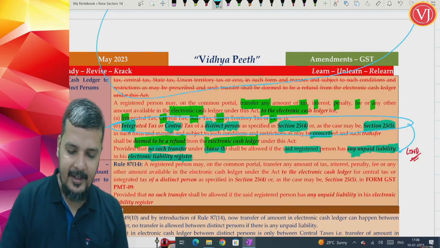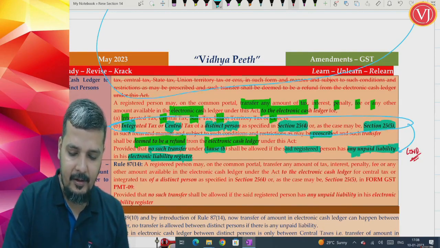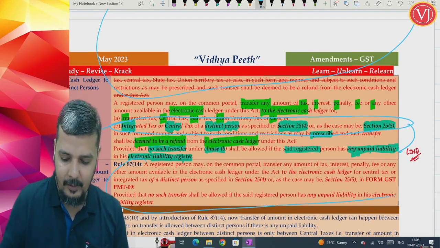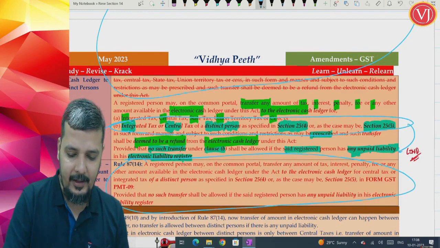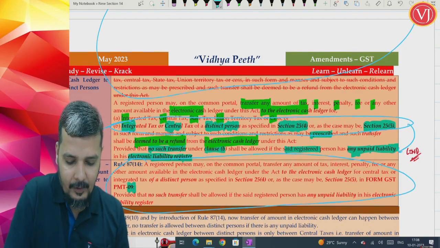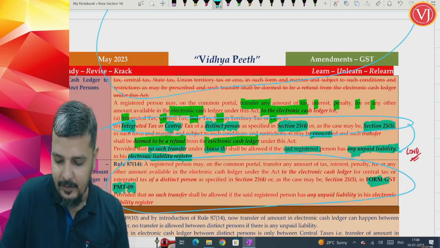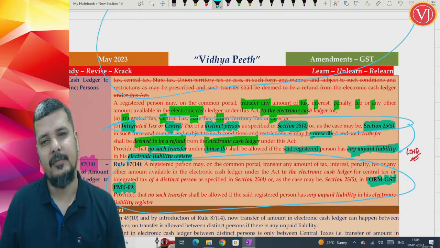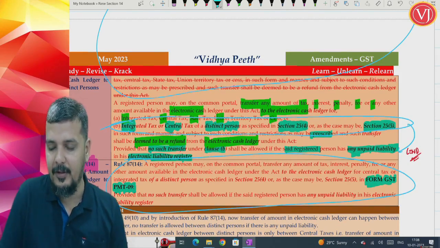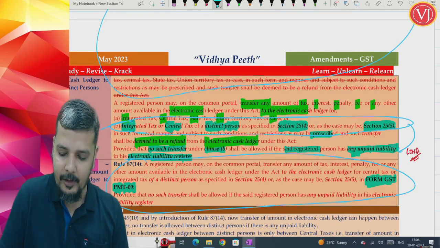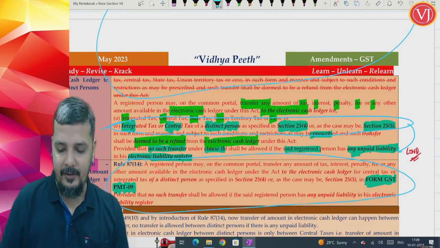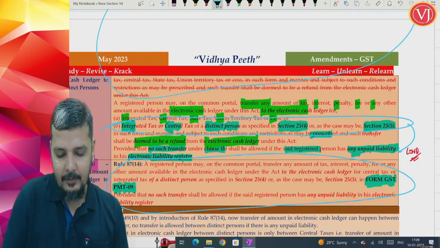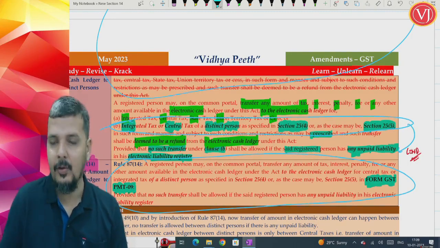And the same thing is repeated in Rule 87 sub-rule 14. The only addition that you will find here is that they have mentioned there is a form for the same, which is PMT-09. The procedure is given in Rule 87 sub-rule 14, that such transfer between distinct persons will happen in a separate form, which is PMT-09.